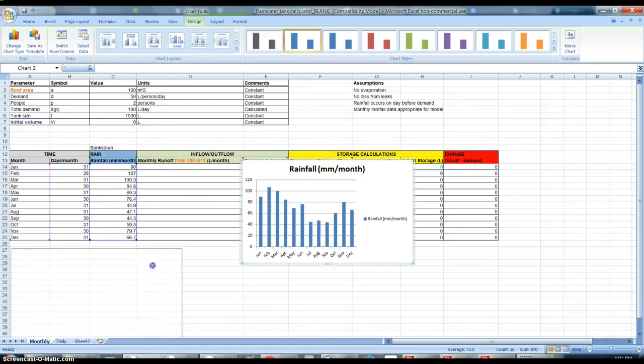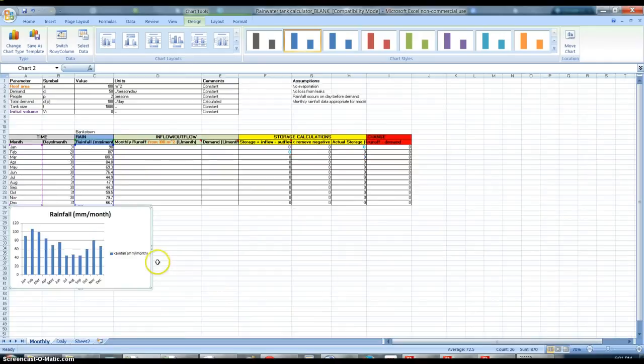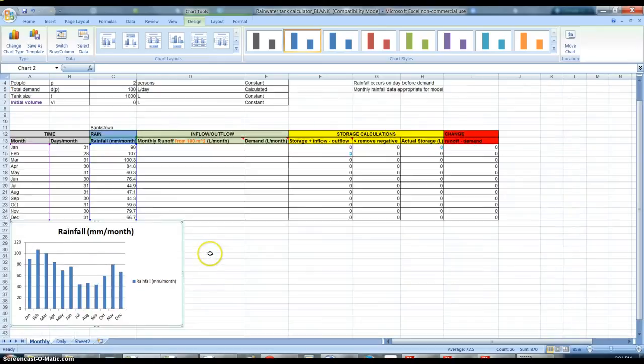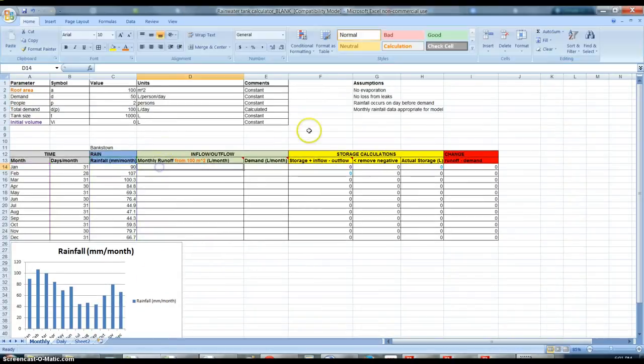Okay, there we go. So you can see here that the rainfall per month, you can see that it's larger rainfall in the summer months and quite a bit less in the winter months. Alright, so we're just going to calculate the monthly runoff for each month.